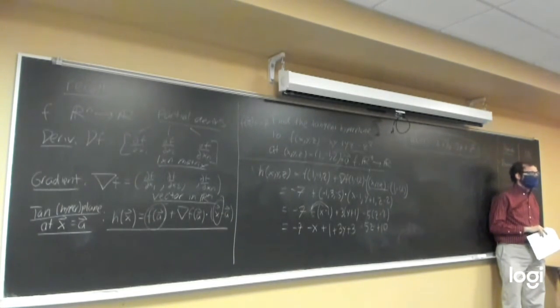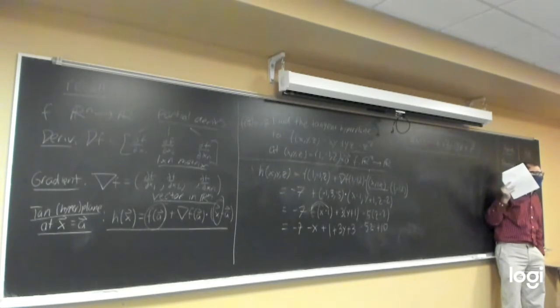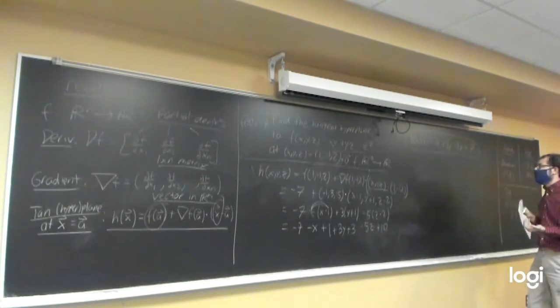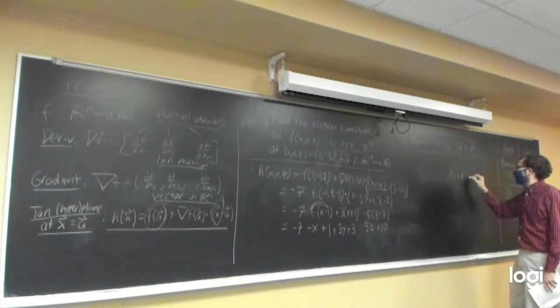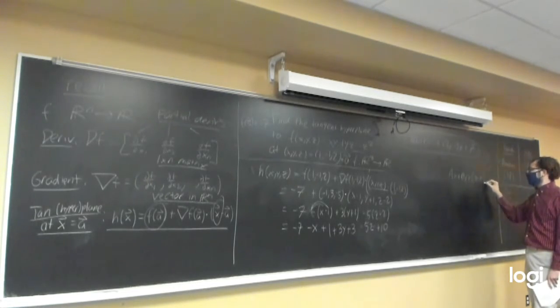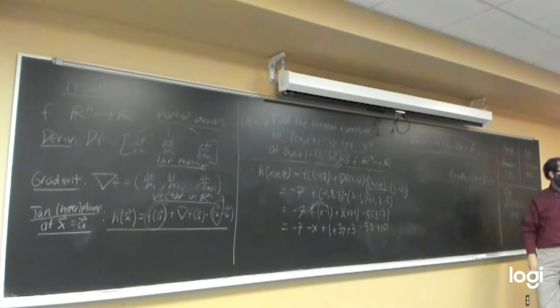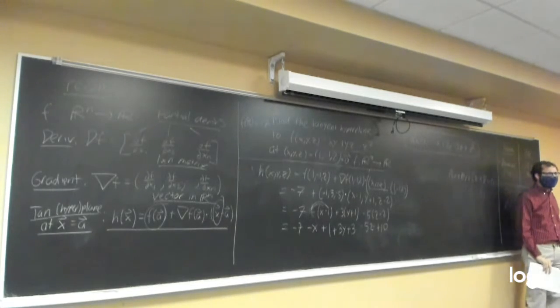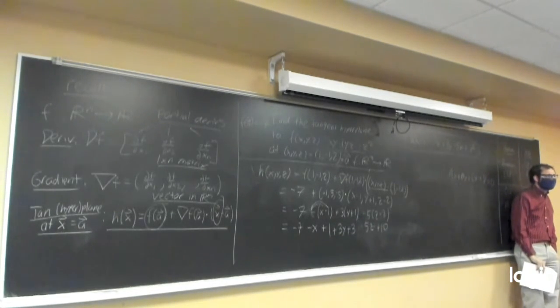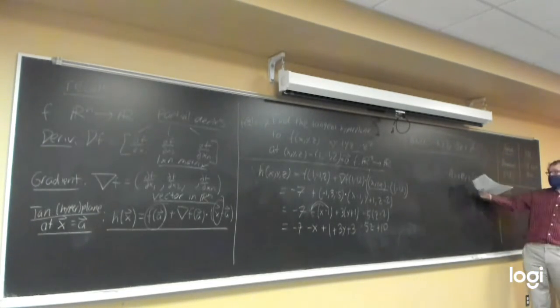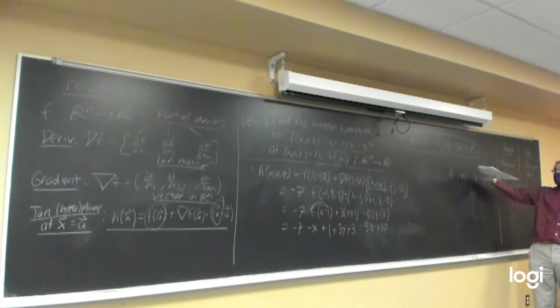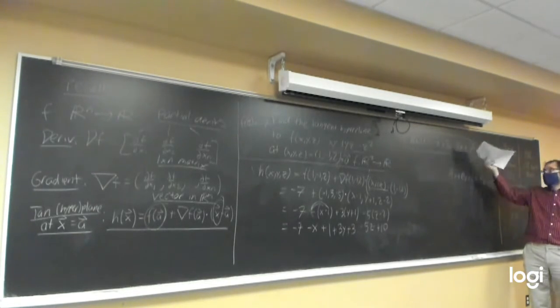So question, is this a plane? Meaning, is this expression something we could rewrite in the form ax plus by plus cz plus d is equal to 0? Certainly looks pretty similar. We have a constant times x, a constant times y, a constant times z, we have another constant.